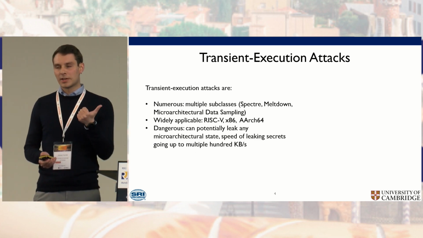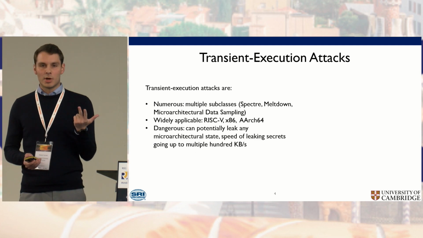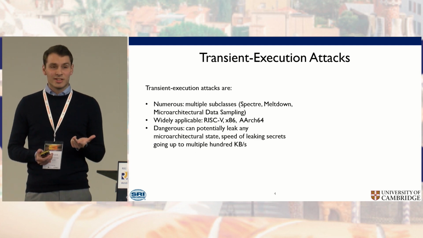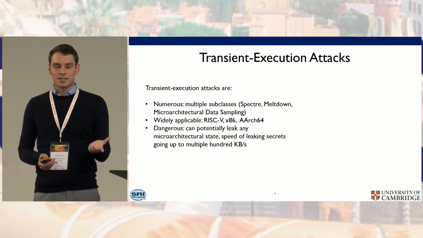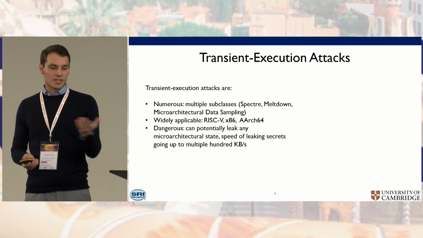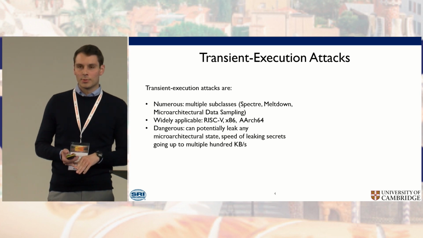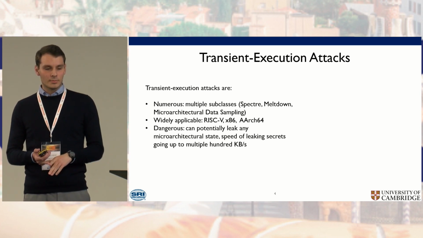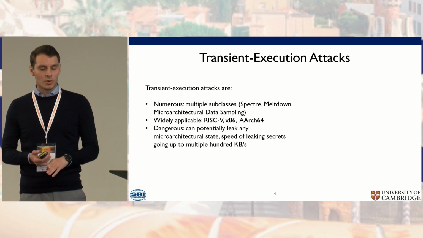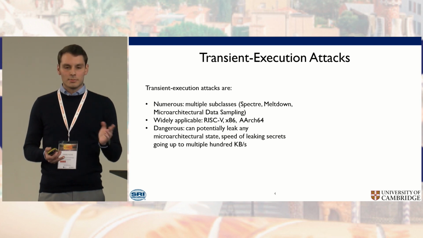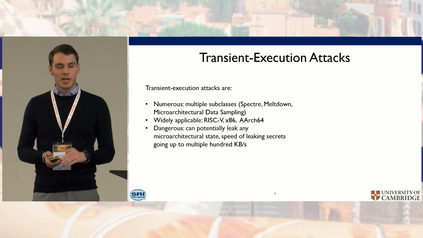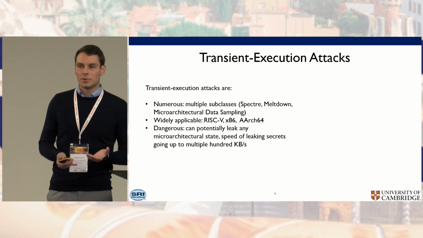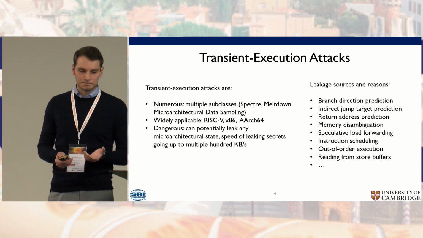We now have Spectre, Meltdown and microarchitectural data sampling. They are widely applicable. They were first demonstrated on x86 and AArch64, and as we're going to be seeing later, they work perfectly on RISC-V as well. Unfortunately, they have become quite dangerous. Many of my collaborators have proved that they can potentially leak any microarchitectural state, and the speed is going up to multiple 100 kilobytes per second.